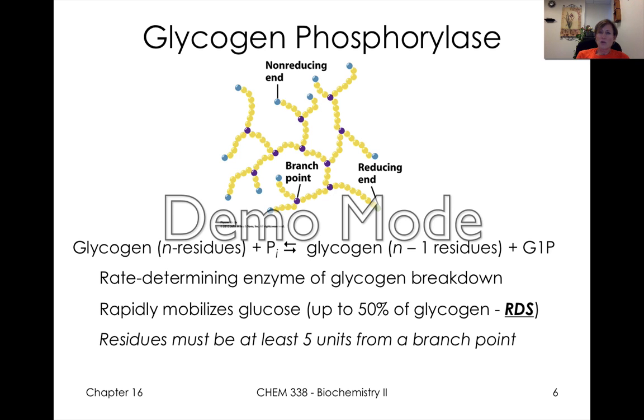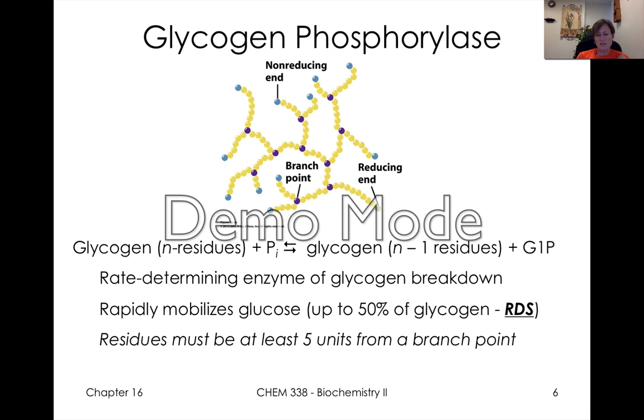What must happen in order for this enzyme to work is residues must be at least 5 units away from a branch point. So what we can see here is glycogen phosphorylase chomping onto this non-reducing end, and it would chew in, but it would have to stop right about here because we are within 5 units of a branch point. And then we'll learn how the glycogen debranching enzyme works.